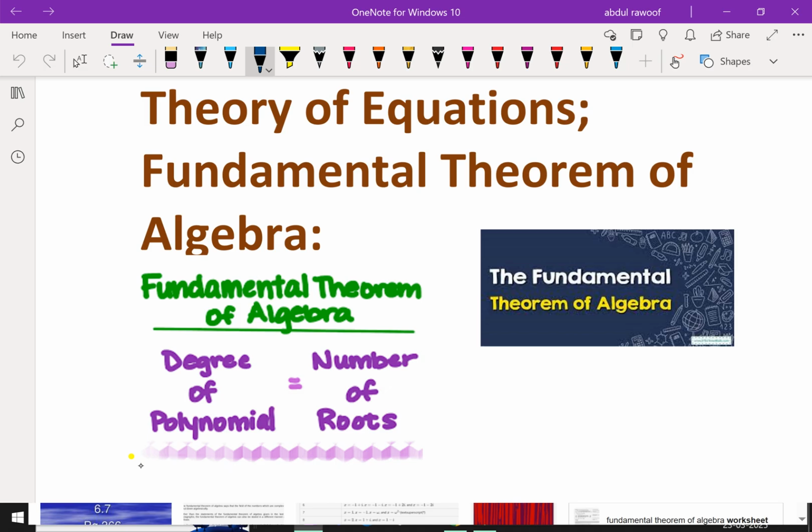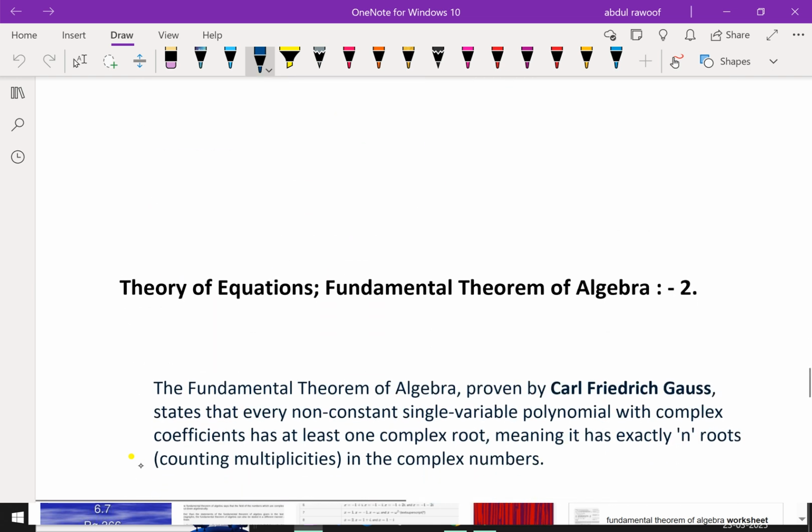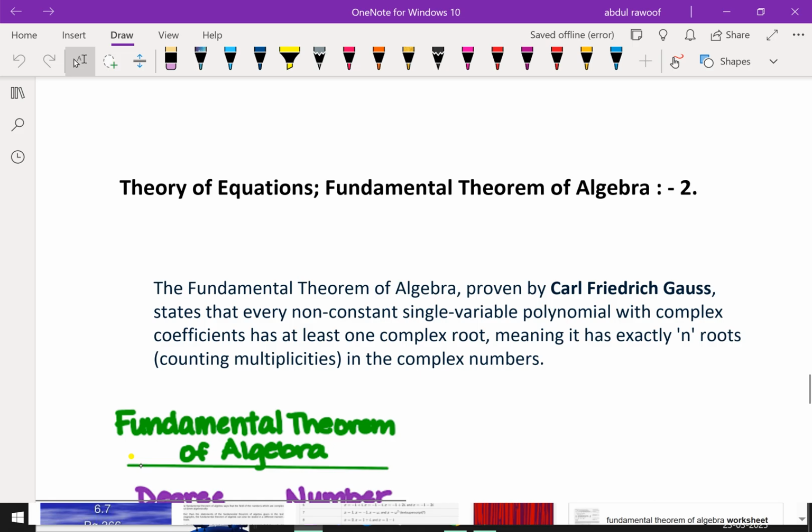Now we should already know the polynomials can be described by their degrees. For example, the polynomial x power 3 plus 3x square plus 6 minus 8 has the degree 3 because its largest exponent is 3. So this equation has 3 solutions or 3 zeros. Now let us discuss further about fundamental theorem of algebra. Look at here.